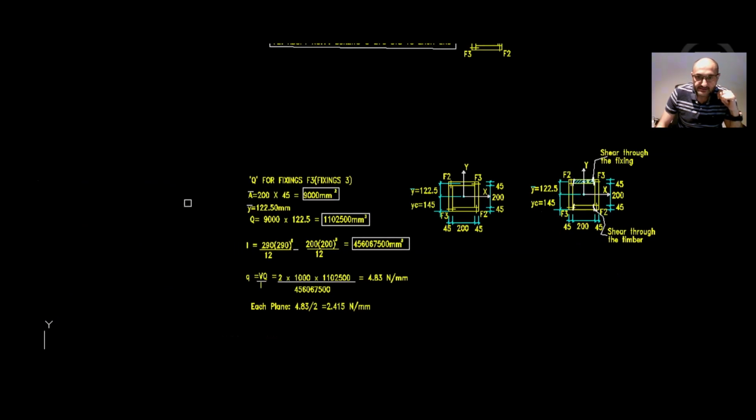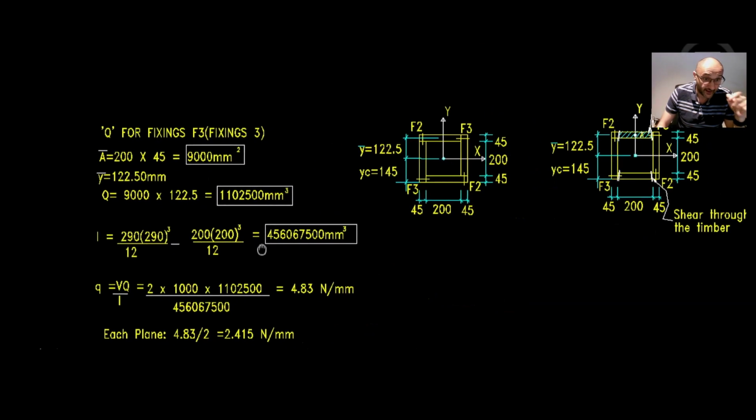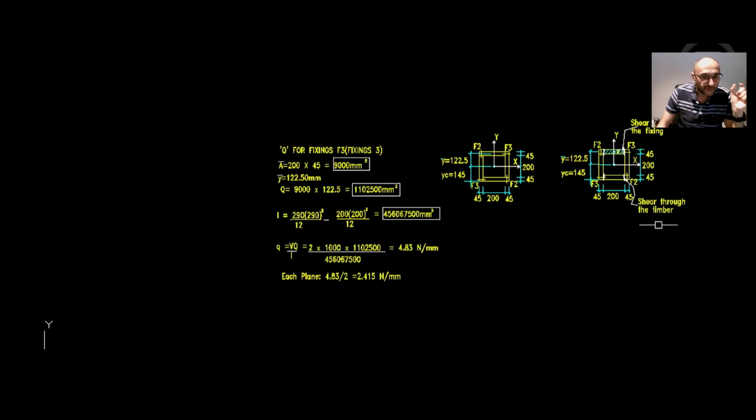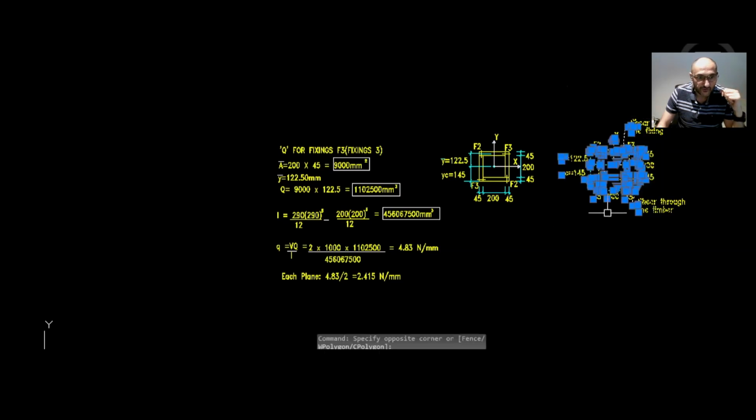Okay, so that means, what do we take for Q? The A now in this case will be 200 by 45, because the member that's taken between the 2 sheared section is only 200. So that'll be 200 by 45, that's the area. Y bar is still the same, 122.5.